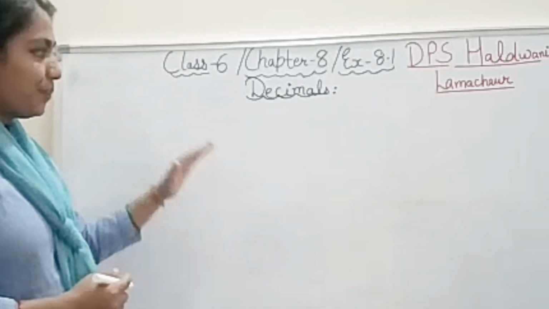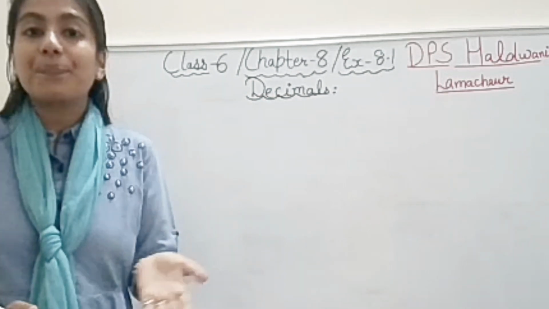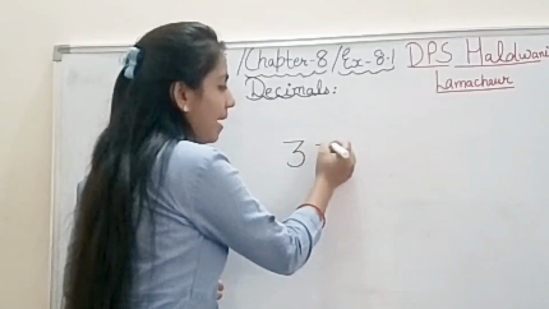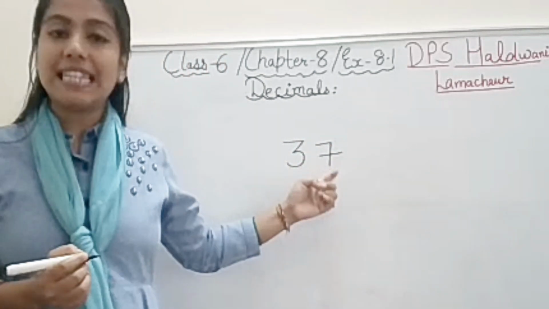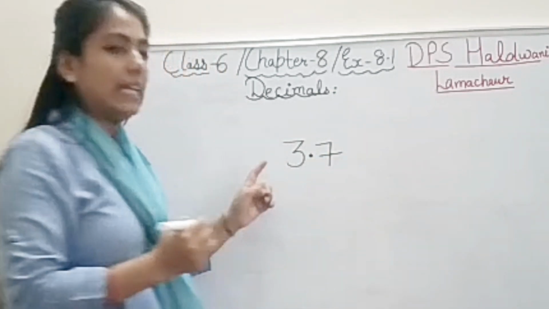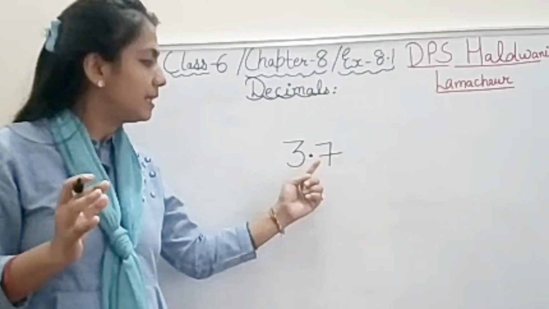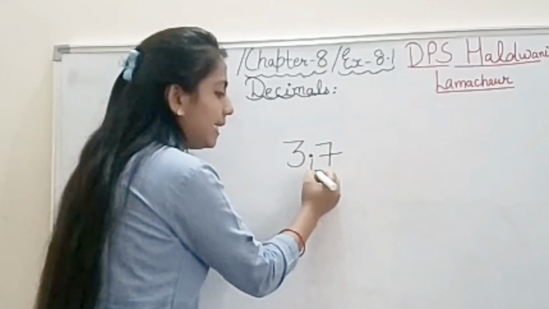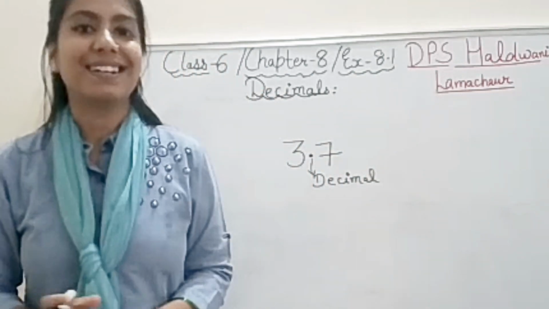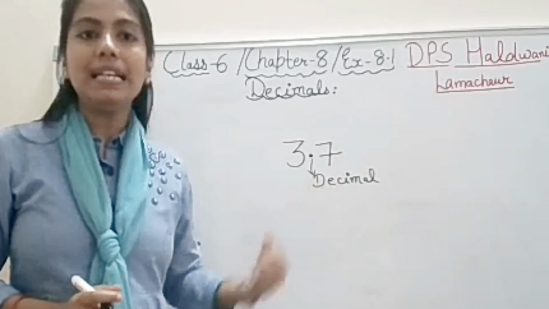So, let's start. Students, first of all, as the name suggests, decimals. What are decimals? What are decimal numbers? Students, see, we have a number. What is this? 37. This is a number. When I put a point into the number, after the ones place, after the tens place, wherever you put this point, which is called a decimal, that number is called a decimal number, right? So you have seen, we have a decimal in the number.